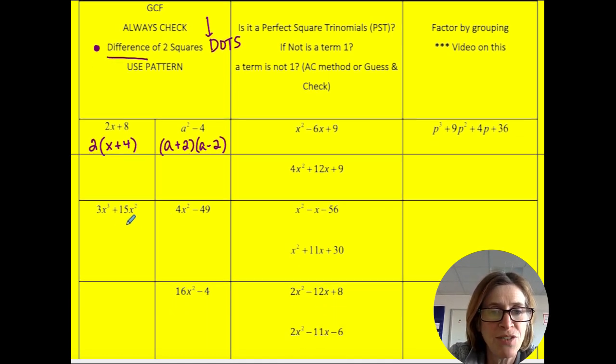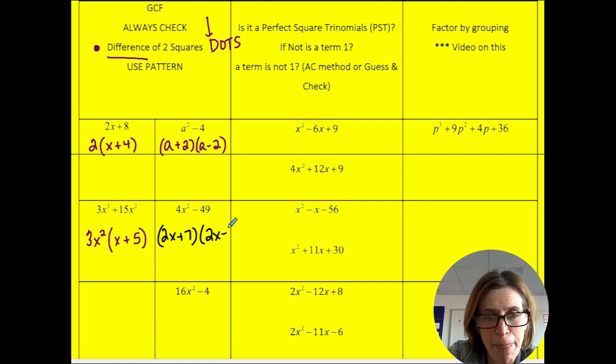All right, a couple more examples. 3x cubed plus 15x squared. All right, well, I notice they have a common factor of 3 and x squared. I pull out both. That leaves me with x plus 5. There's nothing I can do within those parentheses, so I've factored it completely. 4x squared minus 49. I look to see if it's dots, and it is. So that would be 2x plus 7 and 2x minus 7.